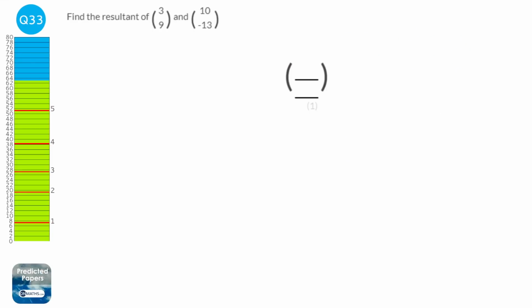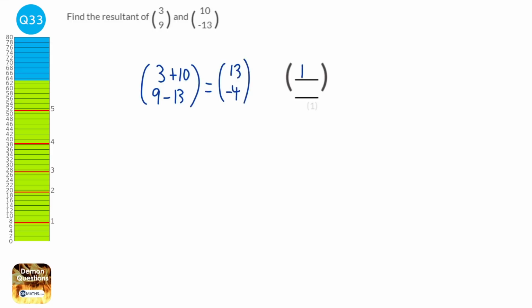To find the resultant vector, we just get the two vectors and we add the tops and add the bottoms. And it's a plus minus 13, so it's 9 take away 13. When we do that, we get 13 at the top and minus 4 at the bottom.